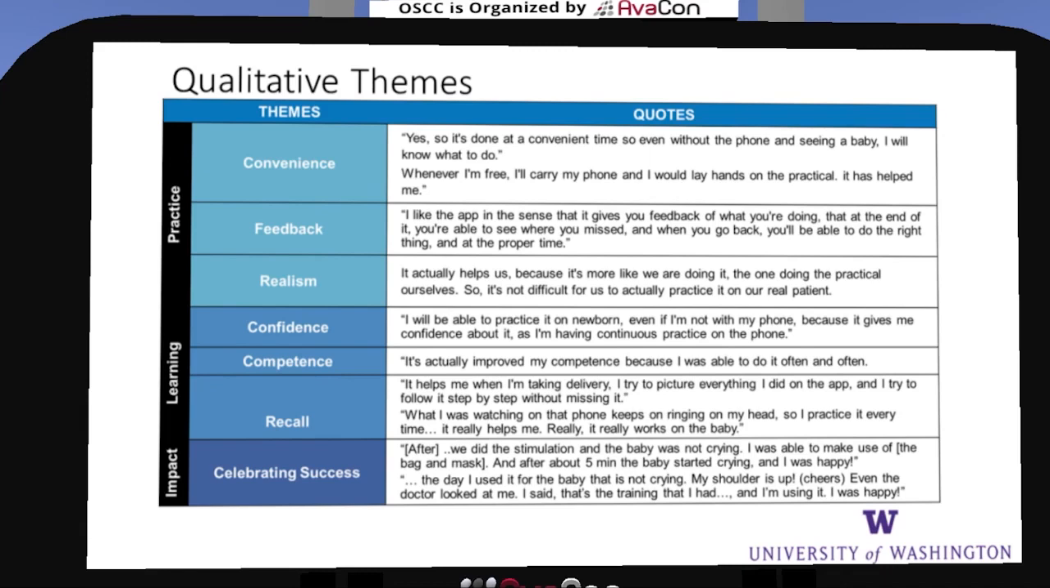They could do it at work. They liked the feedback. They liked the realism. They felt it gave them confidence and it made them more competent and that they could remember what they needed to do step by step. And they had multiple stories of how they use these skills in real life, in their work when a baby needed resuscitation. So that there was impact and they were very happy. Next slide.